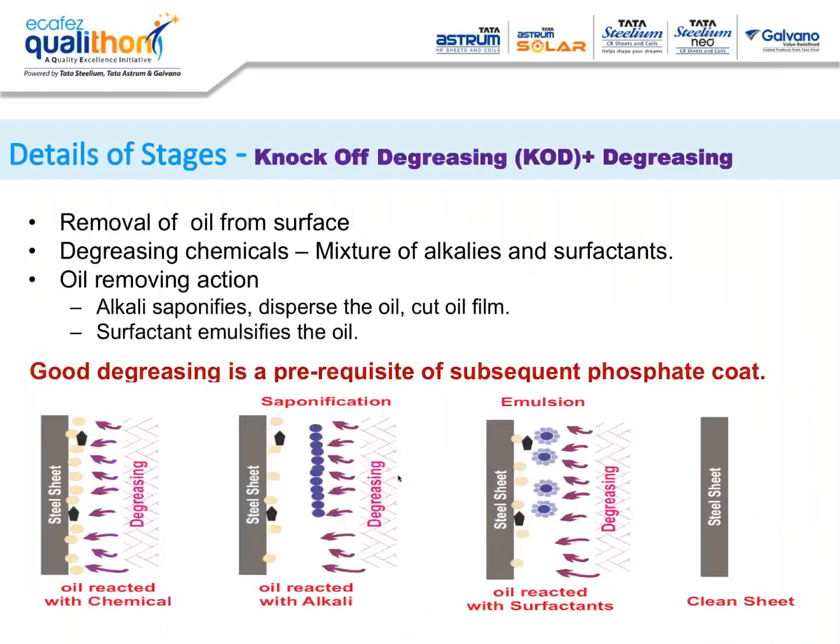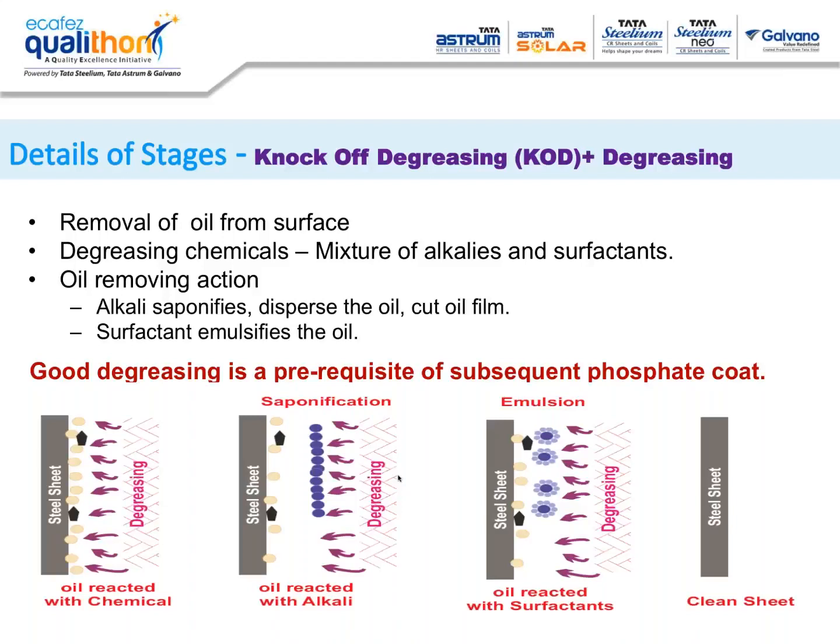Now the second one is that we sometimes have 2 tanks here, and we call the first KOD or knock off degreasing, and the second tank is called degreasing. The basic requirement of this tank is removal of oil from the surface. Degreasing chemicals are usually a mixture of alkalis and surfactants. The oil removing action is basically that the alkali will saponify and disperse the oils and cut the oil film.